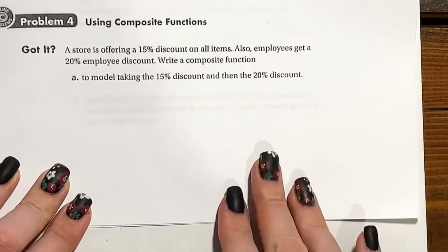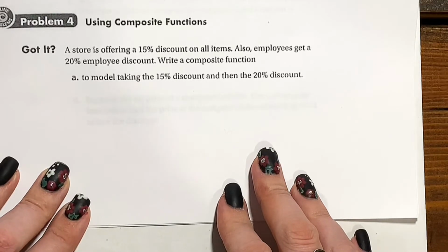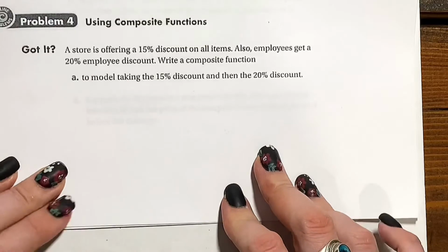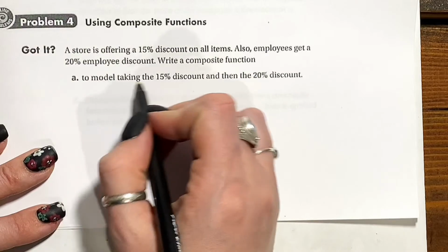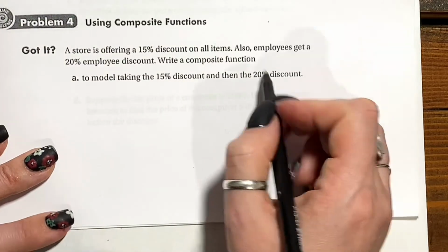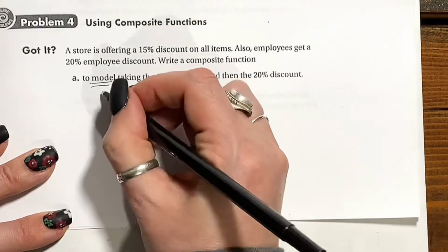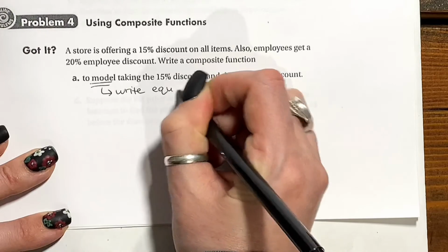So on this story problem, it says a store is offering a 15% discount on all items. Also, employees get a 20% employee discount. So write a composition function. So in a way, what's cheaper? Is it better to do the 15% discount then the 20%, or should we do the 20% and then the 15%? So we're going to model taking the 15% discount and then the 20%. When it says to model, that means to write an equation or a formula.